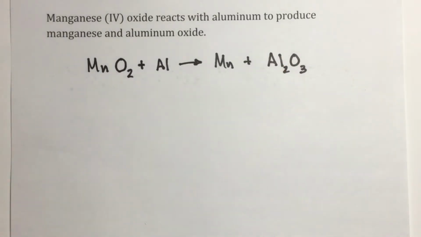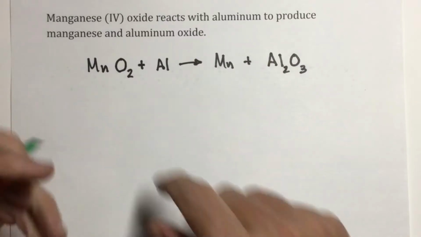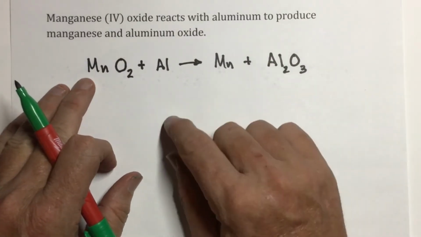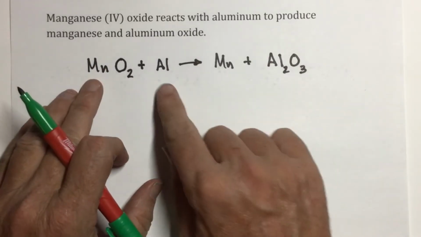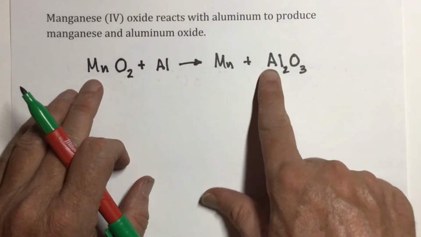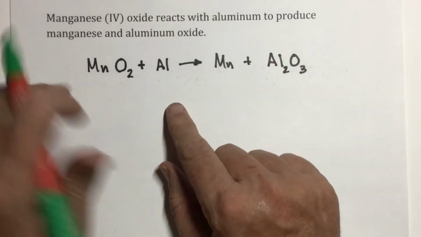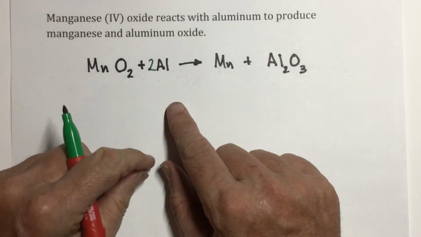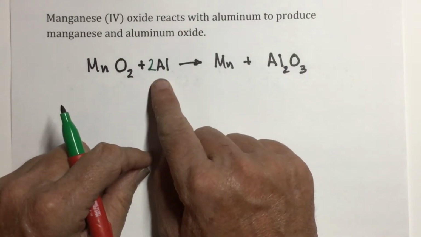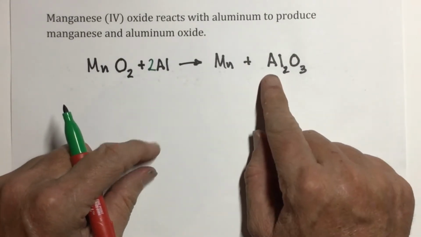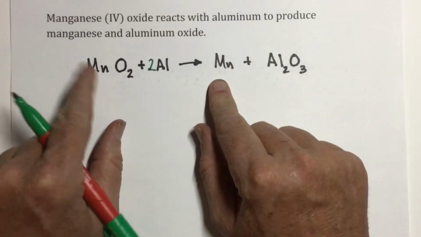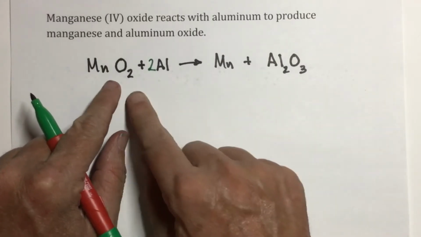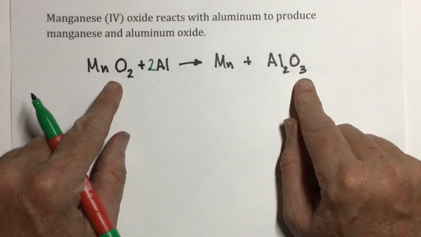Okay, so let's see here. My manganese looks good. And as is my way, I'm going to save the oxygens till last. So let's look at the aluminums. I have 2 aluminums here. Well, that should be easy to fix, right? Just put a 2 there. All right, am I done? Let's see. 2Al, 2Al. I've got 2 aluminums. I've got 2 manganese. Oh, but wait. I have 2 oxygens and I have 3 oxygens.